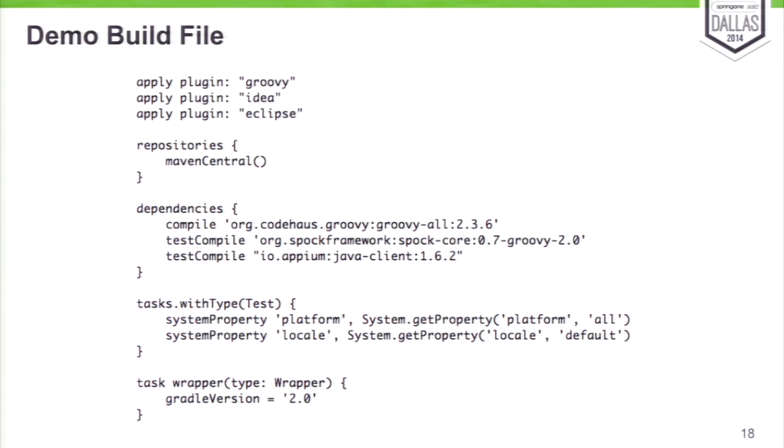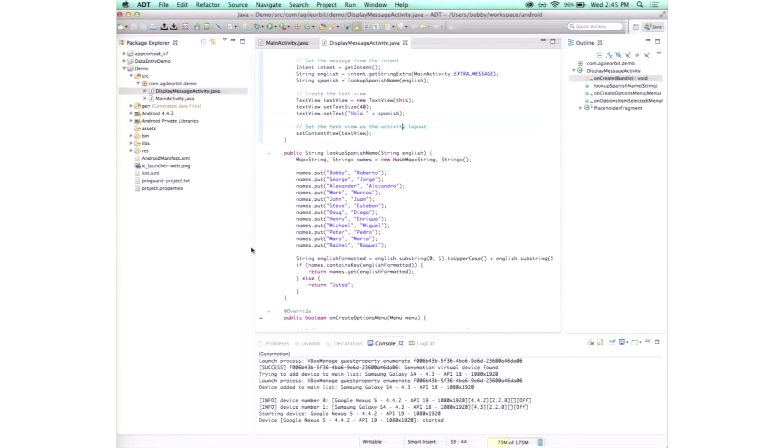Then we're just going to pull in two system parameters, and I'll talk about those a little bit later on. They're not used for the first demo, but I'll get into those. And then the wrapper. So, extremely simple, basically a hello world Gradle file. So let's talk about what we're going to test.